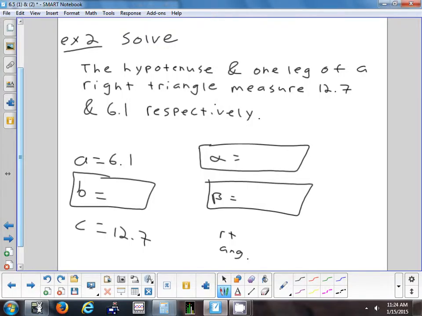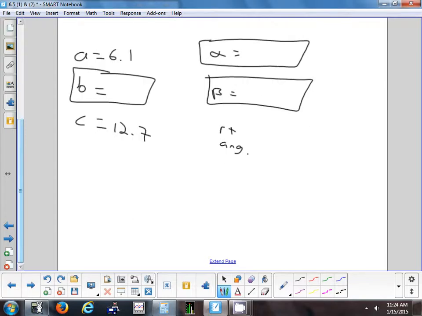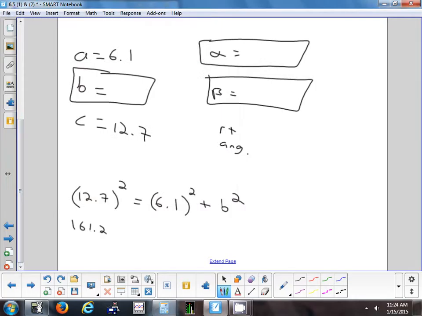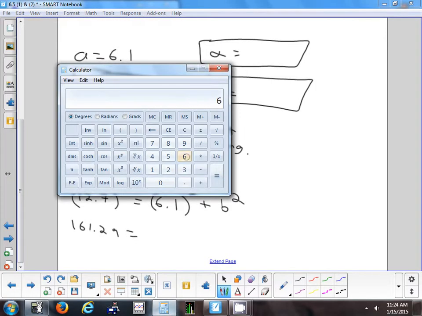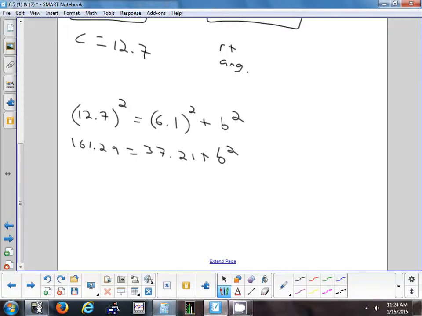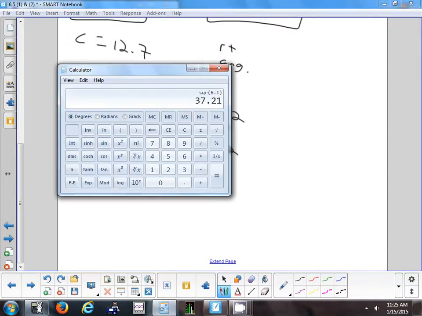Pythagorean. Now I can use the Pythagorean Theorem because everything I'm plugging into it is given. We're going to need a calculator because the number's not going to come out terribly nice. C squared equals A squared plus B squared. So 12.7 squared is 161.29. 6.1 squared is 37.21. Subtract the 37.21 from each side.